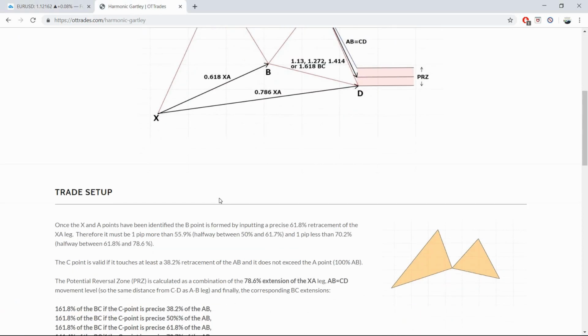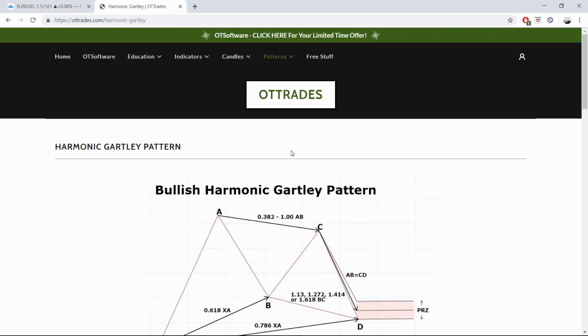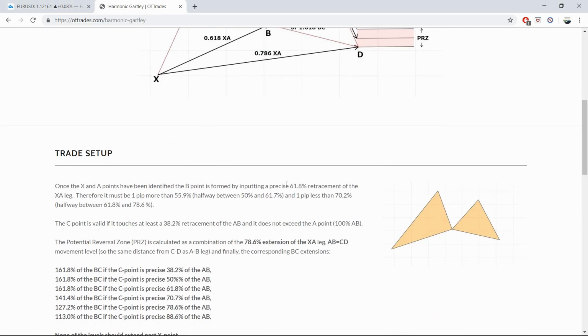Our first point to be constrained by the Fibonacci retracement levels is the B point. Once the X and A point has been identified, the B point is formed by inputting a precise 618 retracement of the X to A leg. Slightly different to the advanced patterns, in terms of precise 618 retracement, we mean it's got to be 1 pip more than 55.9 and 1 pip less than 70.2. Now why these points? 55.9 is exactly halfway between the 50% retracement and the 61.8.